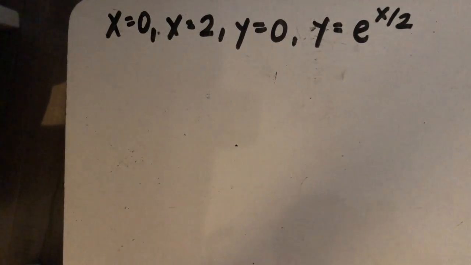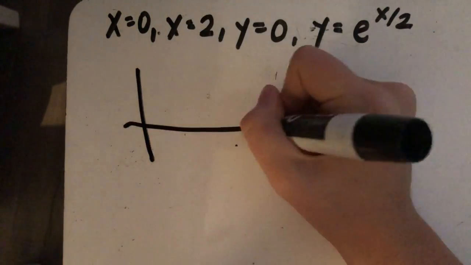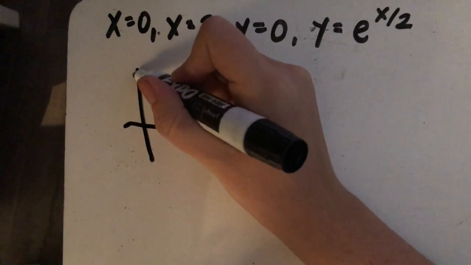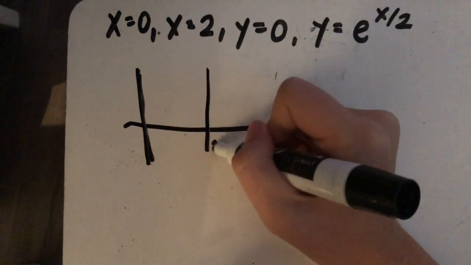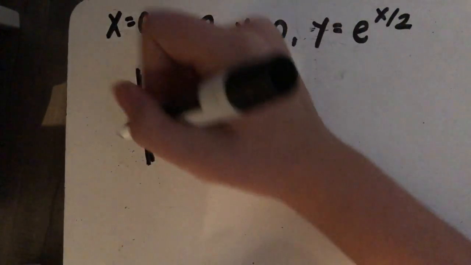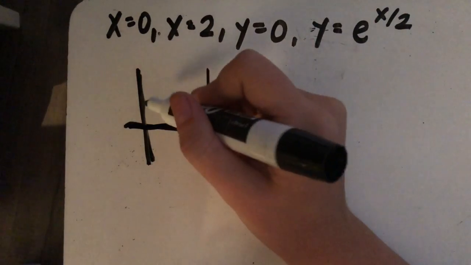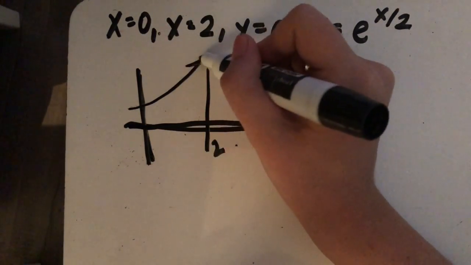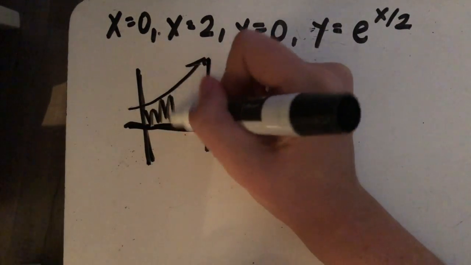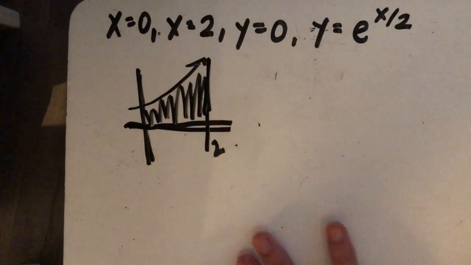Example 2 asks us to find the area between these 4 different places. So I'm going to draw a graph to better orient myself here. Between x equals 0, so right here, and then x equals 2, y equals 0, which is your x-axis here, and then this curve here, which we know is e, it's growing, so it's going to be going up like this. So we've got this block in here that we're going to find the area of.